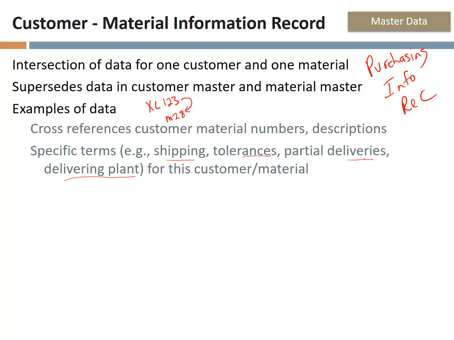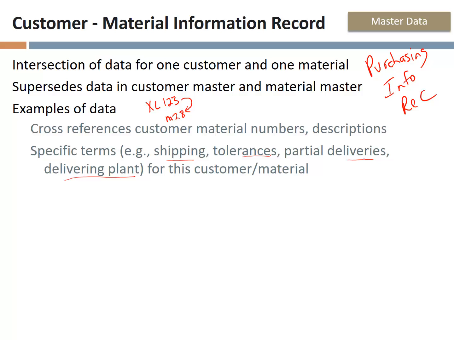So this is where we keep track of kind of exceptions. If a customer, for example, told us, we do not accept partial deliveries except for these two products. For these two products, yeah, partial deliveries are fine. How do we handle that? Two customer material information records. One for the customer for one product, the other for the customer for another product. The customer tells us, we always want you to ship us our products by way of rail car.